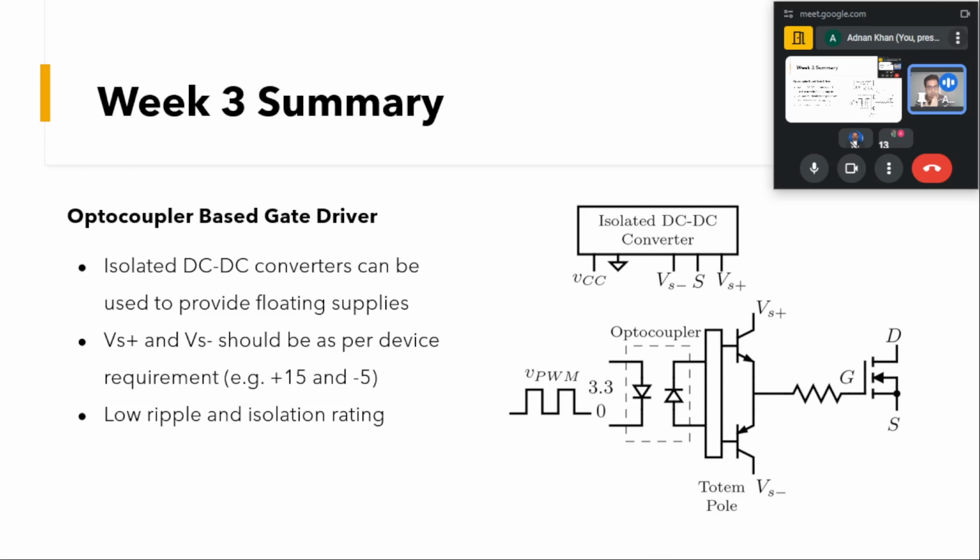This was one way we could tackle the floating supply at the high side switch. This may not be required on the bottom side switch, because we don't have a floating point there, but usually we provide this isolated DC-DC supply for both of the switches. And there are other ways to do this, like the bootstrap method. That is a cheaper, more economical way to do it, and you will see in the further lectures how to do that.